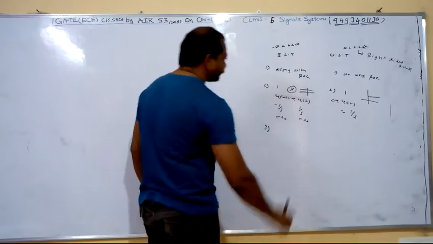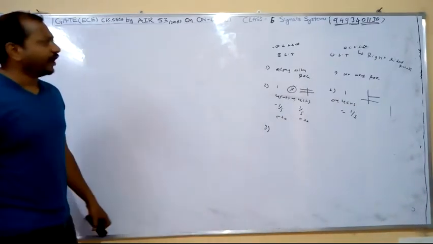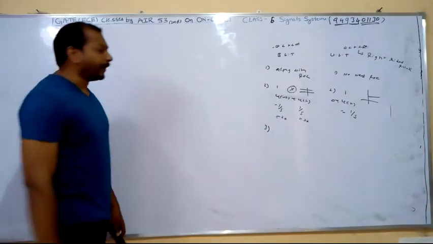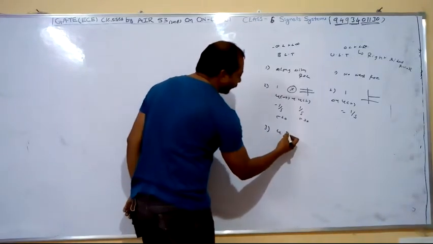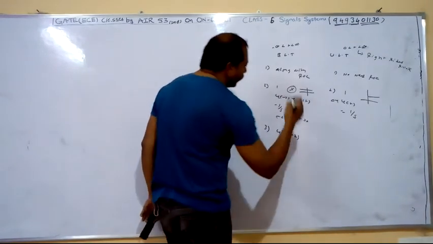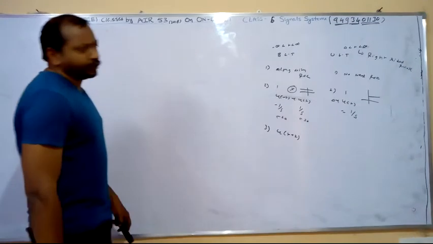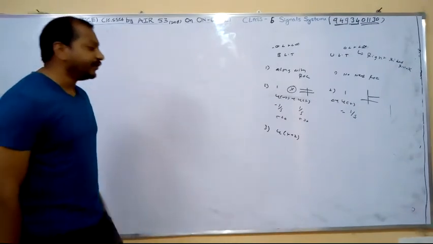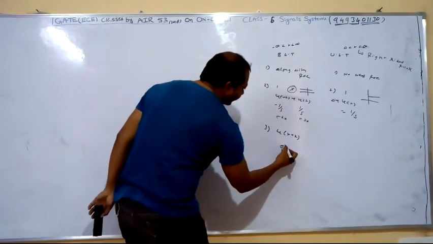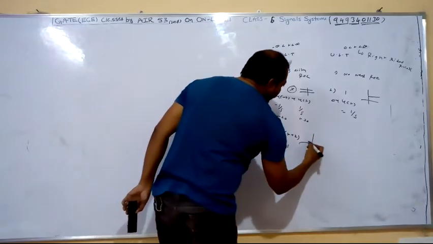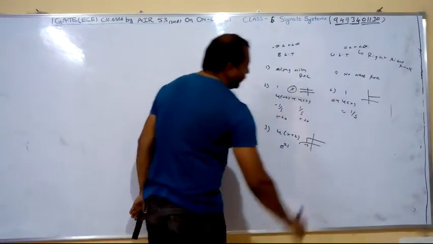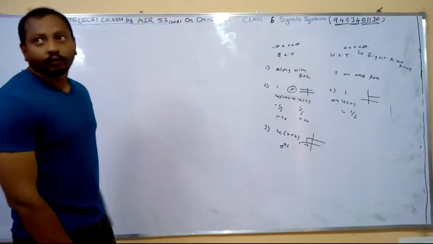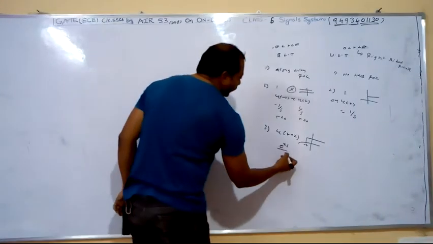Then next one. If they ask you what is the Laplace transform of u of t plus 2? Using the bilateral Laplace transform, this is simply e to the power 2s divided by s, since u of t plus 2 is the function that starts from minus 2.